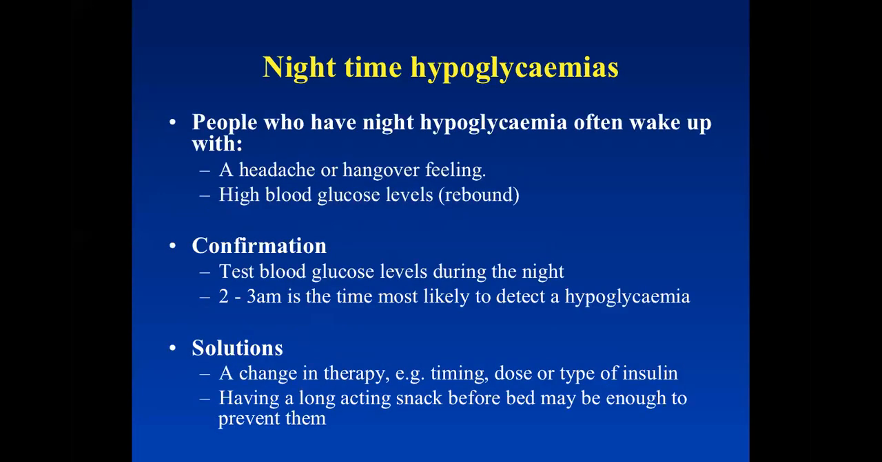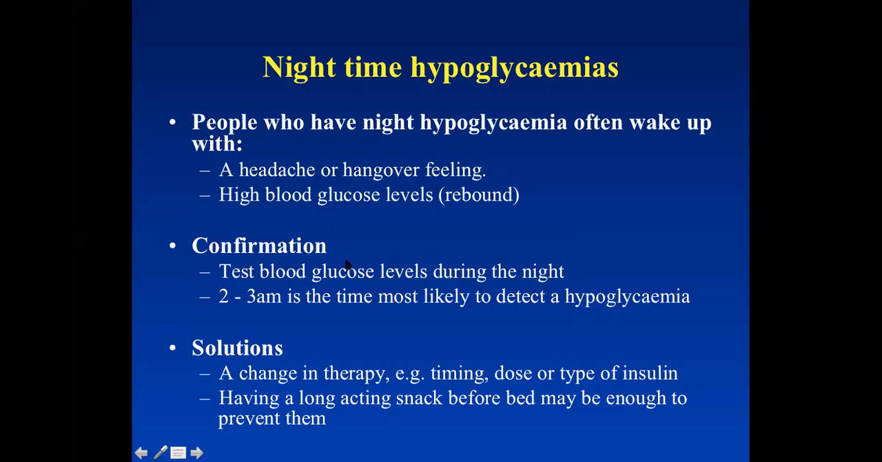And there's another thing called nighttime hypoglycemias that can be seen in diabetic patients. Okay, so they usually wake up in the night or early in the morning with a headache or hangover-like feeling, with very high blood glucose levels. Okay, so this is like a rebound hyperglycemia, which occurs in the night. Okay, so if you test blood glucose levels during these times, they will be very high.